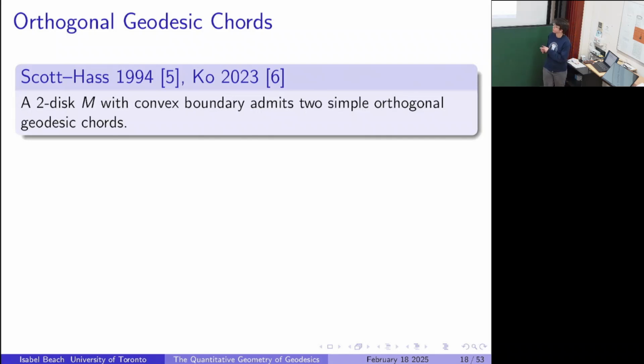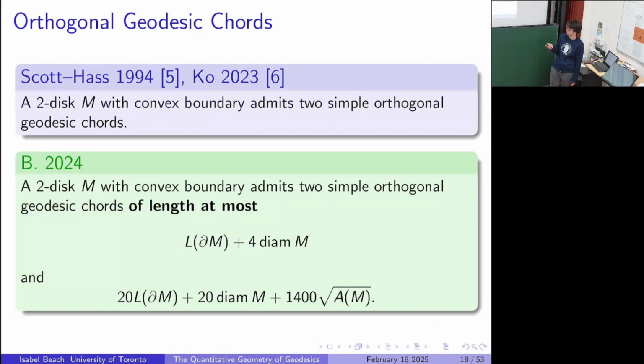And again, in analogy with the Lusternik-Schnirelmann proof, we've got that Scott and Haspi, and then later Cowell, using a different method, proved that for a two-dimensional disk with convex boundary, you get two simple orthogonal geodesic chords. And this is the first result I want to talk about today. So this is an effective version of this result. A two-disk with convex boundary has two simple orthogonal geodesic chords whose lengths are bounded in terms of the perimeter and diameter. So perimeter plus 4 times the diameter.